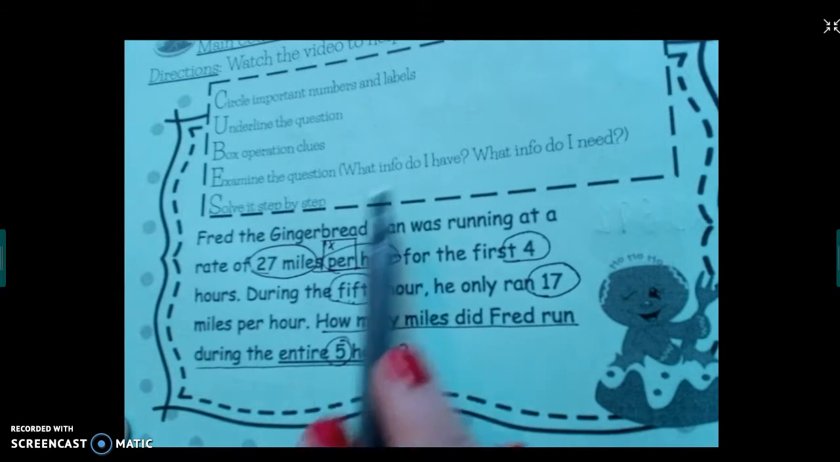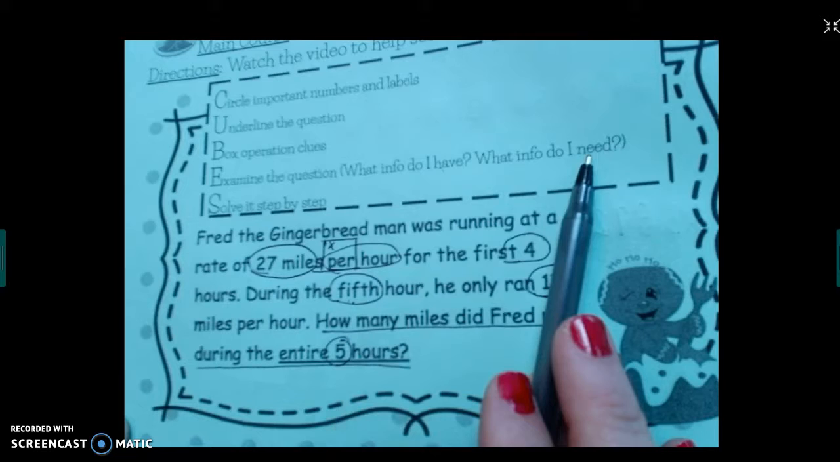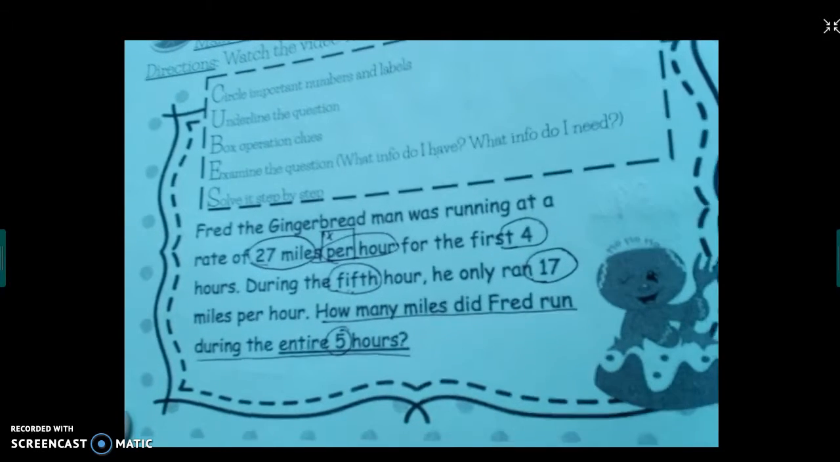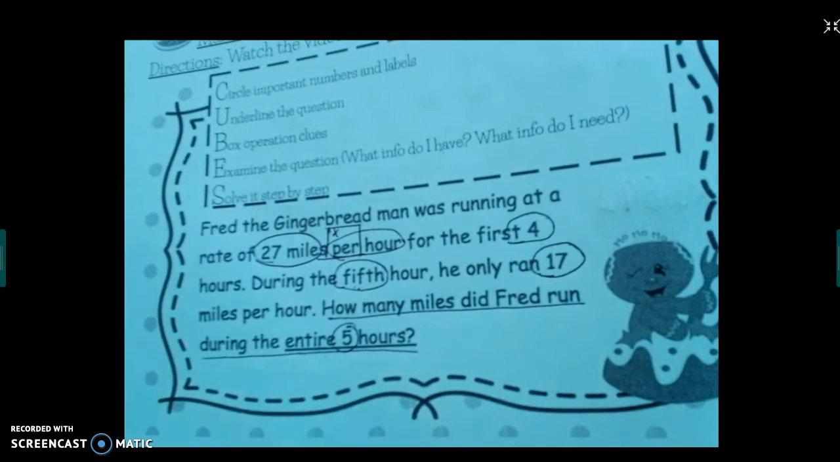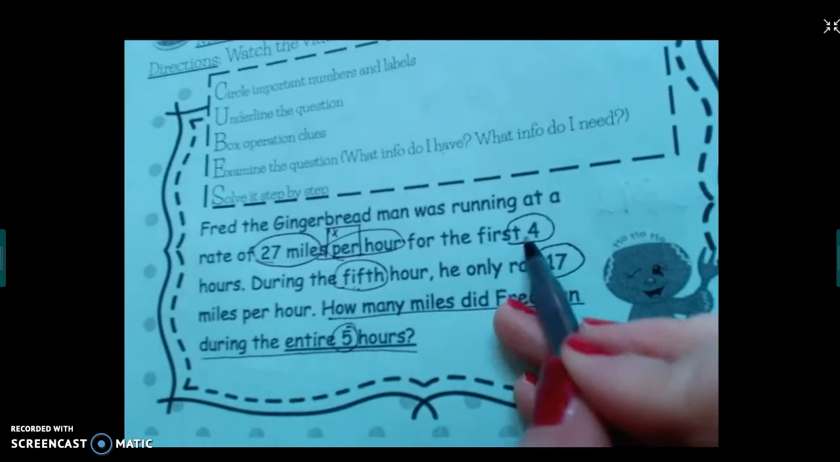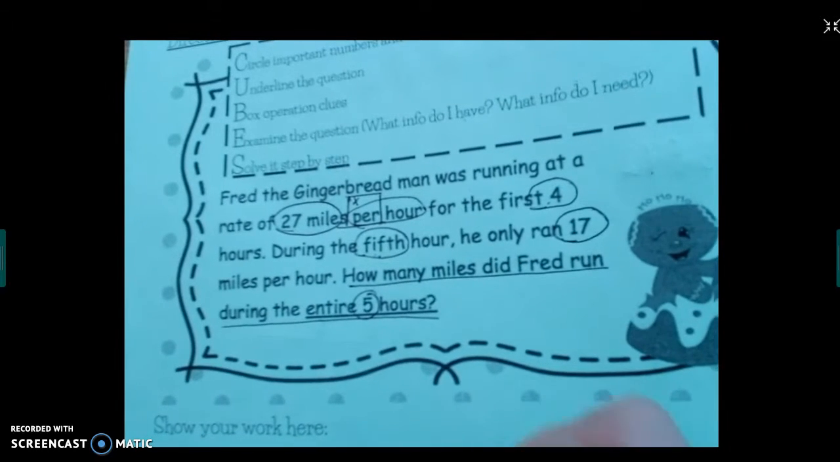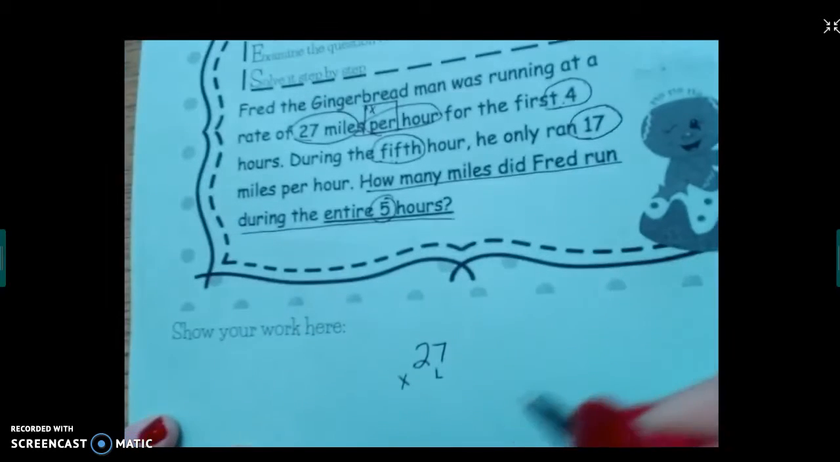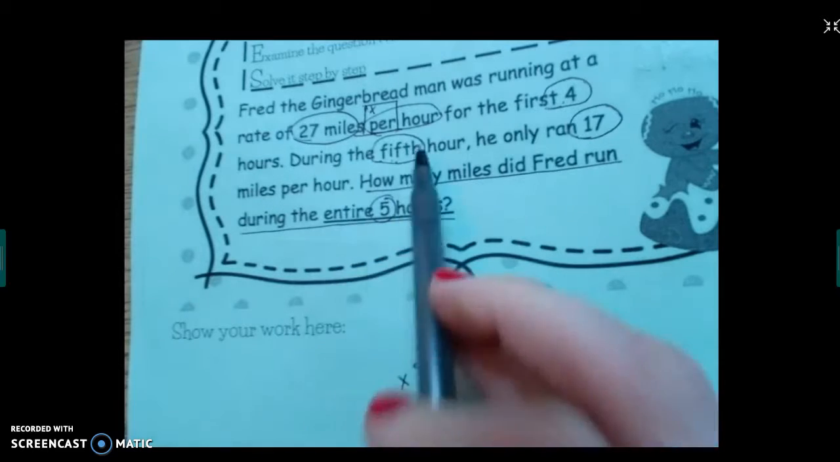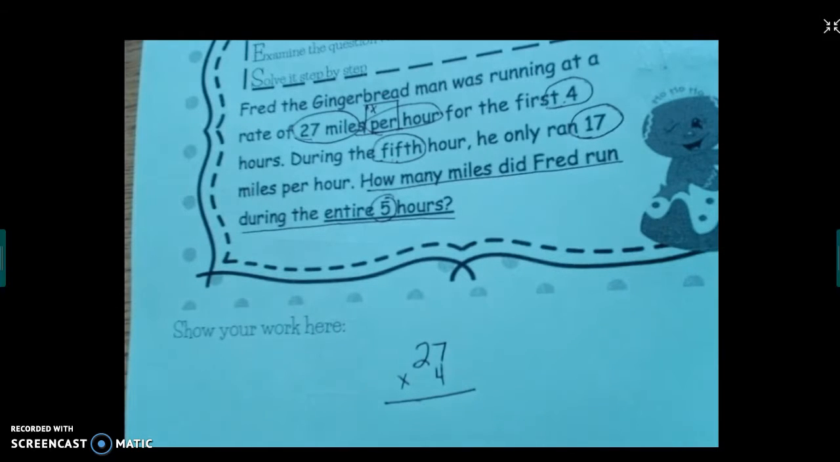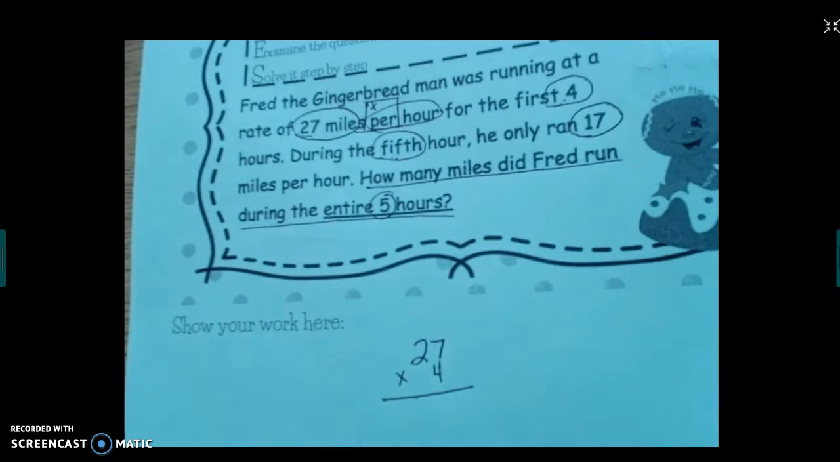Examine the question. What info do I have? What info do I need? I need to know how many miles he ran the entire 5 hours. Okay. It's telling me what he ran for the first 4. I just have to calculate it. 27 miles per hour times 4. He ran 27 miles per hour for 4 hours. Okay? So we know that 7 times 4 is 28.